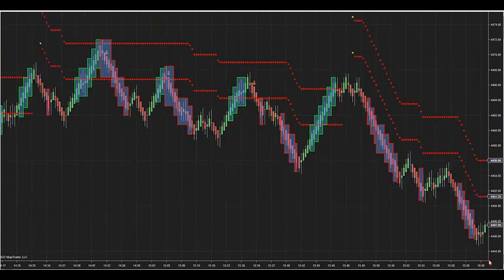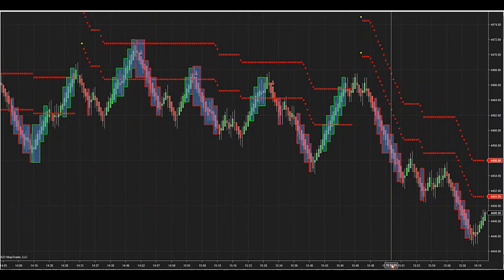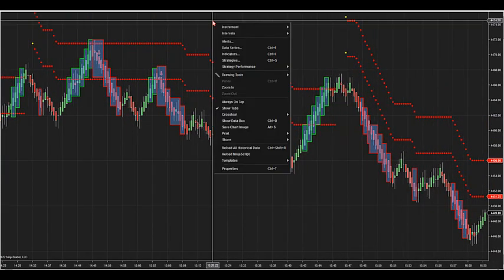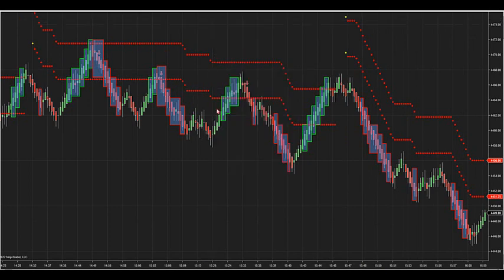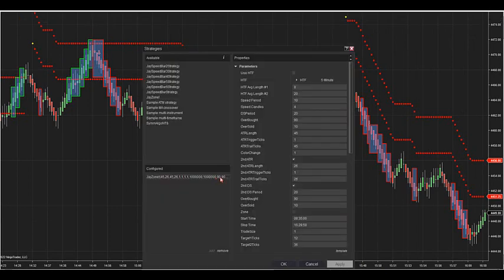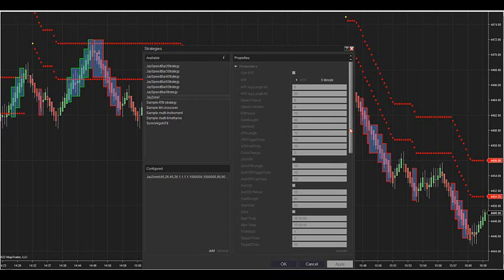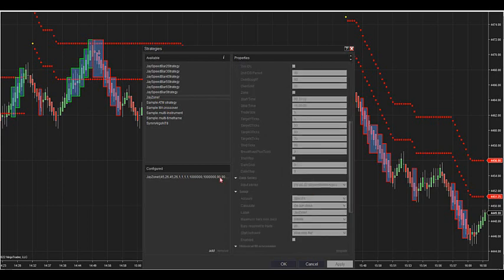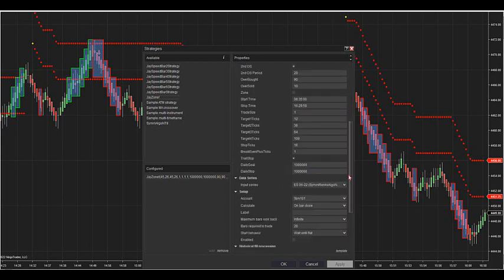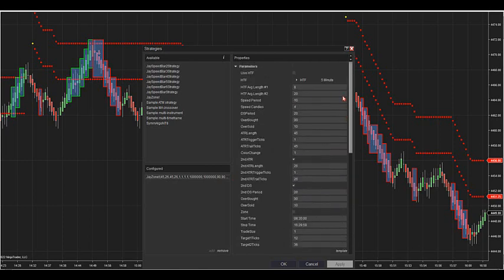All right, we got the alerts for it. So what I've done is I went and I'm programming a strategy to emulate the indicator. So what you can do is, you can see this is the same thing as the indicator. You want to put the same numbers in if you're trying to emulate the indicator, which I did.